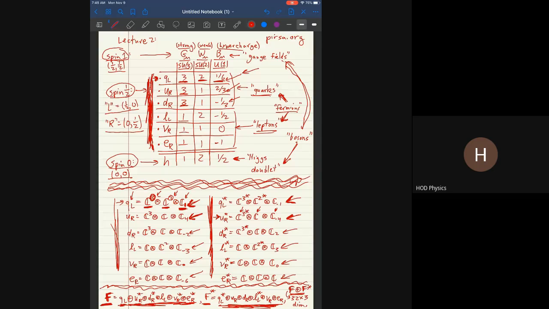Okay. Excuse me, yes. How did we take the complex conjugation? Like QL star is given by C3 star cross C2 star cross C, right? Why not C star there? Oh, yes. Thanks. Let me explain that on the next page. Good question.